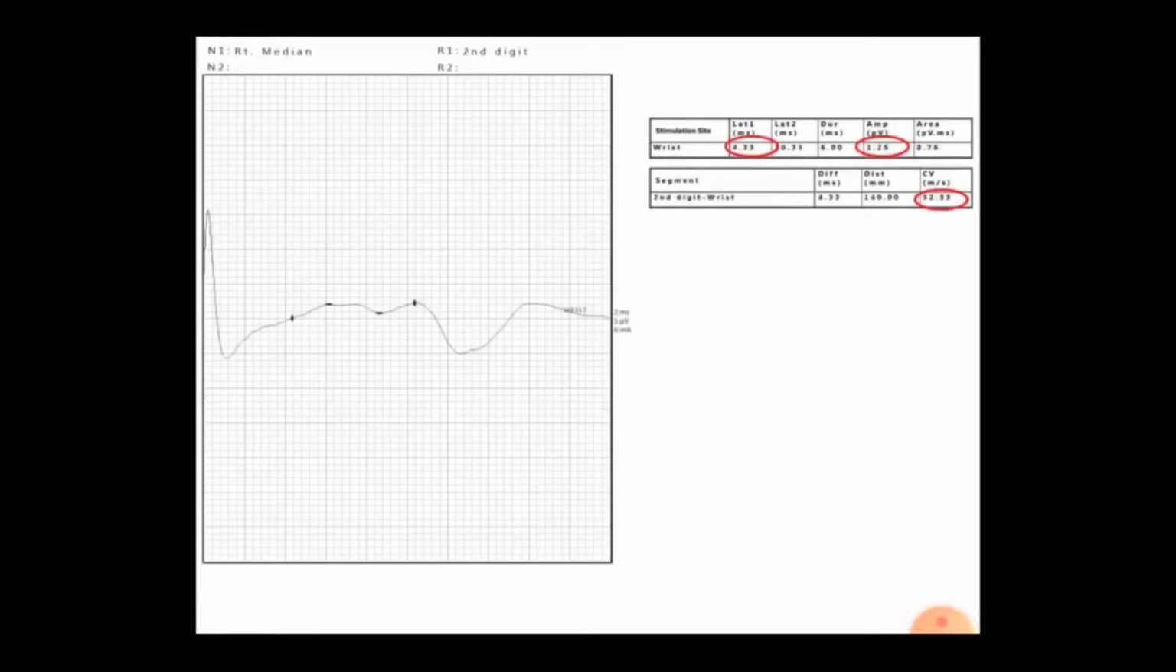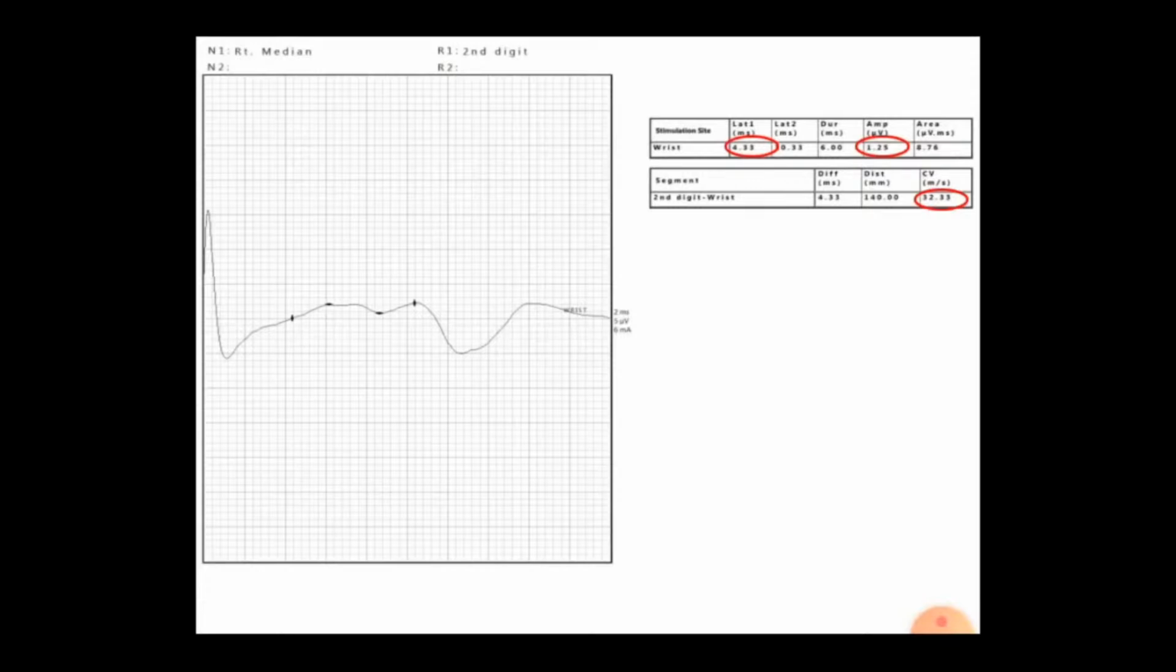Another criterion, we have to go for sensory nerve conduction study also. So here it is right median sensory nerve, that is recorded from second digit, that is nothing but index finger, where there is supply of median nerve. Here the latency is prolonged, you can see amplitude is also reduced and velocity is also reduced.